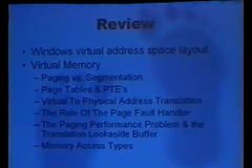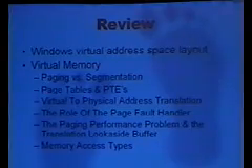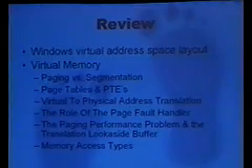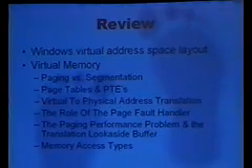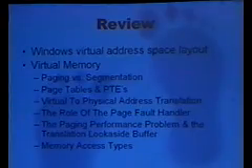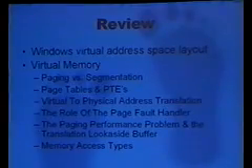Then we're going to talk about some of the more core concepts: paging and segmentation, page tables and PTEs, how virtual to physical address translation is carried out by the hardware, the role of the page fault handler, the paging performance problem, and then how that has been mitigated by hardware using the translation lookaside buffer, and then finally memory access types.